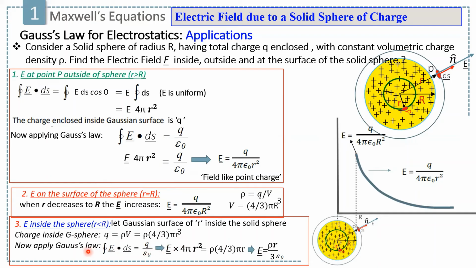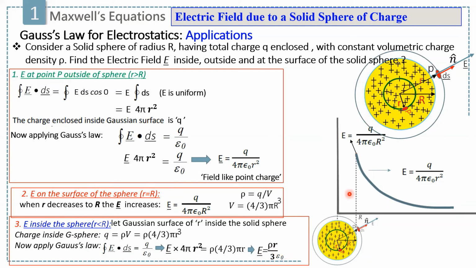Now by applying Gauss's law, which is closed integral E dot dS is equal to q over epsilon naught, and by putting the values of dS, the area of the Gaussian surface, and q, the total charge inside the Gaussian surface, we have electric field times 4 pi r square is equal to rho into 4 over 3 pi r cube. So we get electric field is equal to rho r over 3 epsilon naught. It shows that the electric field inside of the sphere is proportional to the distance from the center.